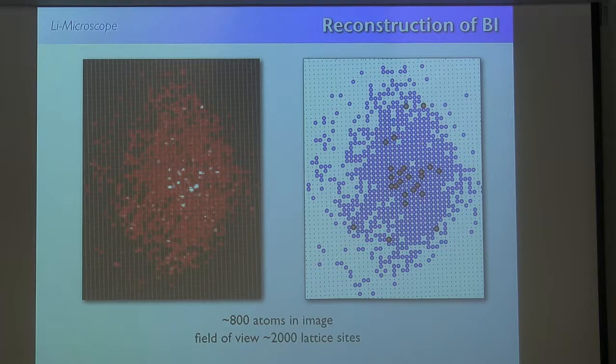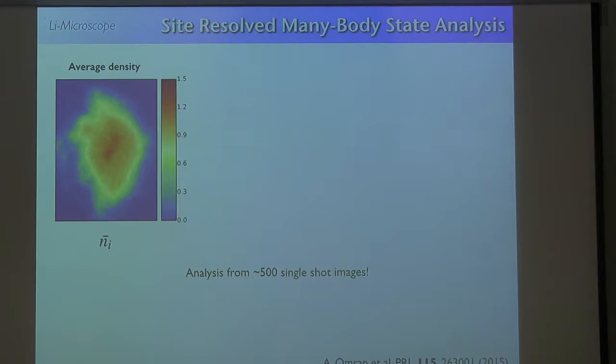So far we don't see where the spin is in the system, and I'll tell you in a second how we can do that spin resolved detection. Now what can you do from images like these? Well, you can just average them. That's the first thing you could do. If you average hundreds of different images like this one, starting from the same state, then you get a picture like this one. And that's the average density distribution on each lattice site.